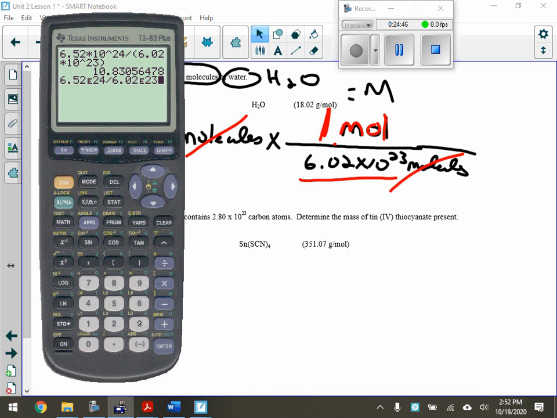We want to take that number and divide it by 6.02 E23, times 10 to the 23, that number. And that's the way the calculator does it. If you remember, the calculator uses the E for times 10. So if you do this, that's fine too, 10.83. You have to be super careful of that. And when you get these numbers, you've got to make sure that they make sense.